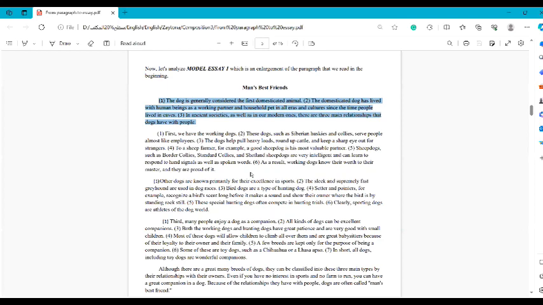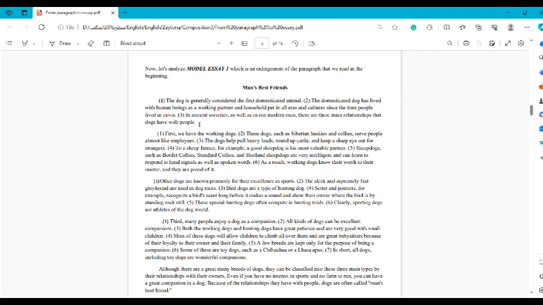Yes? Any answer? I think topic sentences. Is it a sentence or paragraph? I think it's one sentence. No, this is a paragraph. It is called an introductory paragraph.